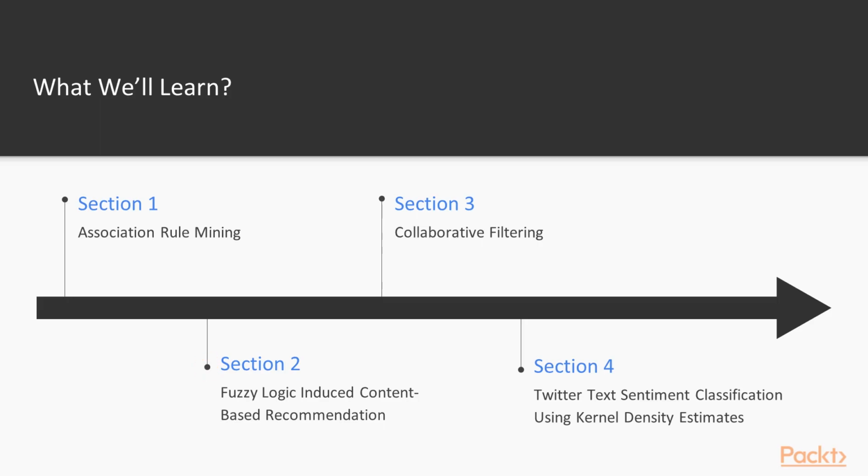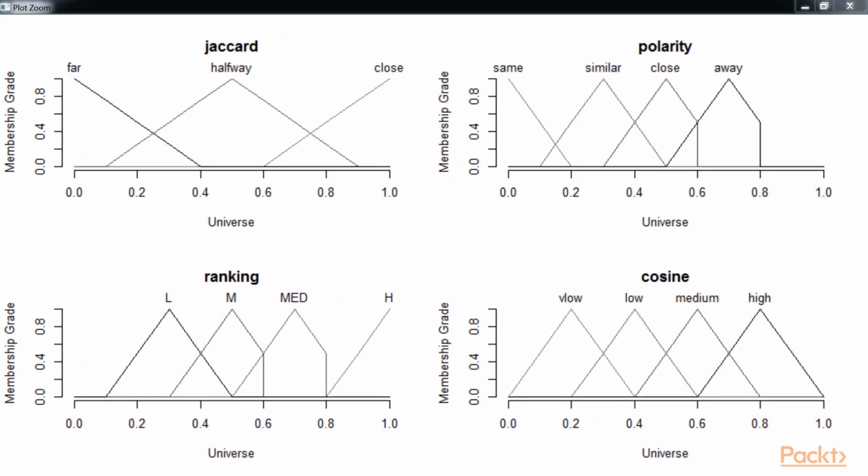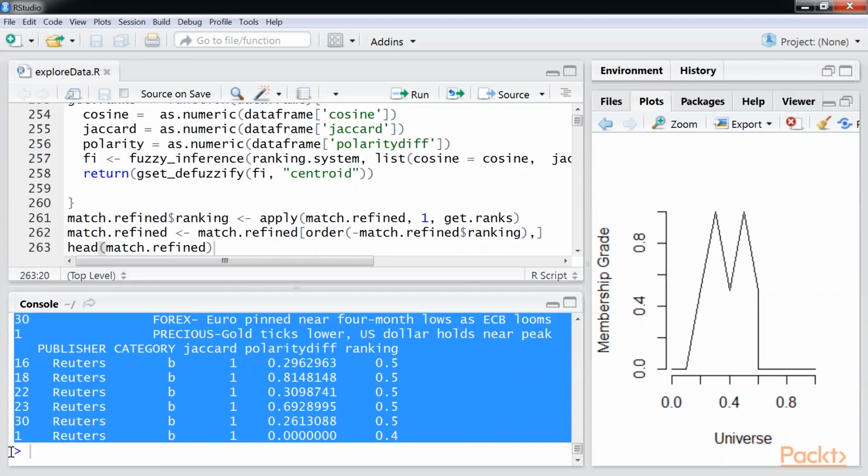Section 2, Fuzzy Logic Induced Content-Based Recommendation, addresses the cold start problem in the recommender system. We handle the ranking problem with multi-similarity metrics using a fuzzy sets approach. We will design the content-based recommendation engine.